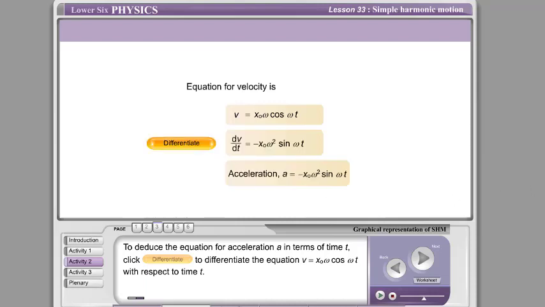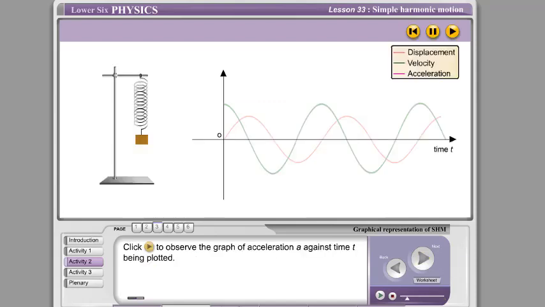d/dt of v equals negative x0 times omega square times sine omega t. Acceleration a equals negative x0 times omega square times sine omega t. Click the play button to observe the graph of acceleration a against time t being plotted.